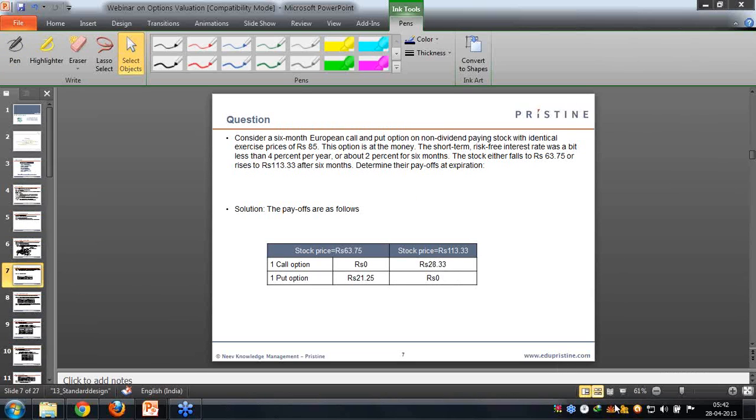Let's consider an example to help you understand this. Here we have a 6-month European call and a put option with identical exercise prices of ₹85. The option is at the money, which basically means the stock price today is 85 and the exercise price is also 85. The risk-free interest rate is given, which is 2% for 6 months. Here we are directly given the two values that I was discussing. This will be the SD.